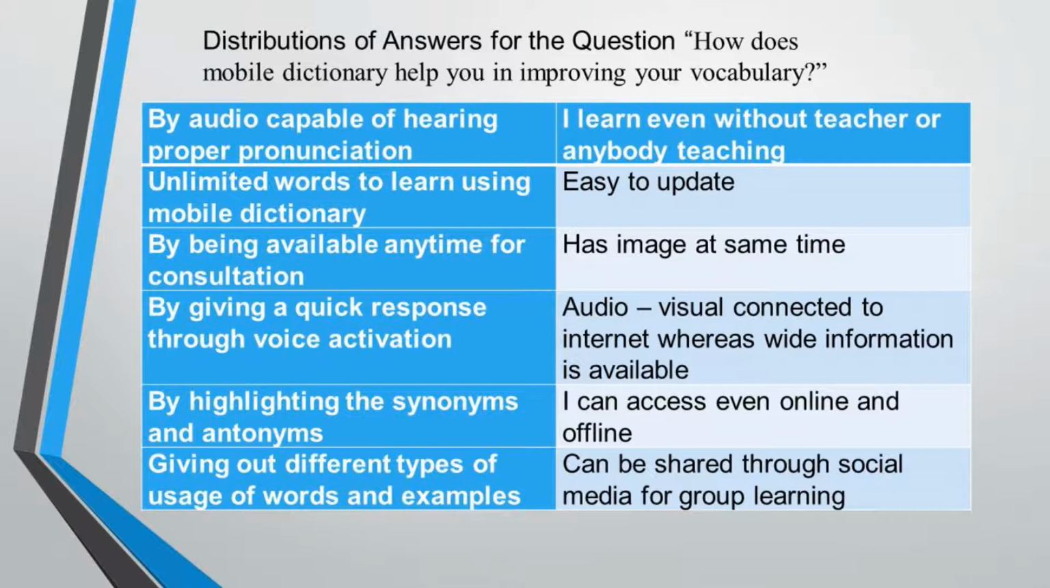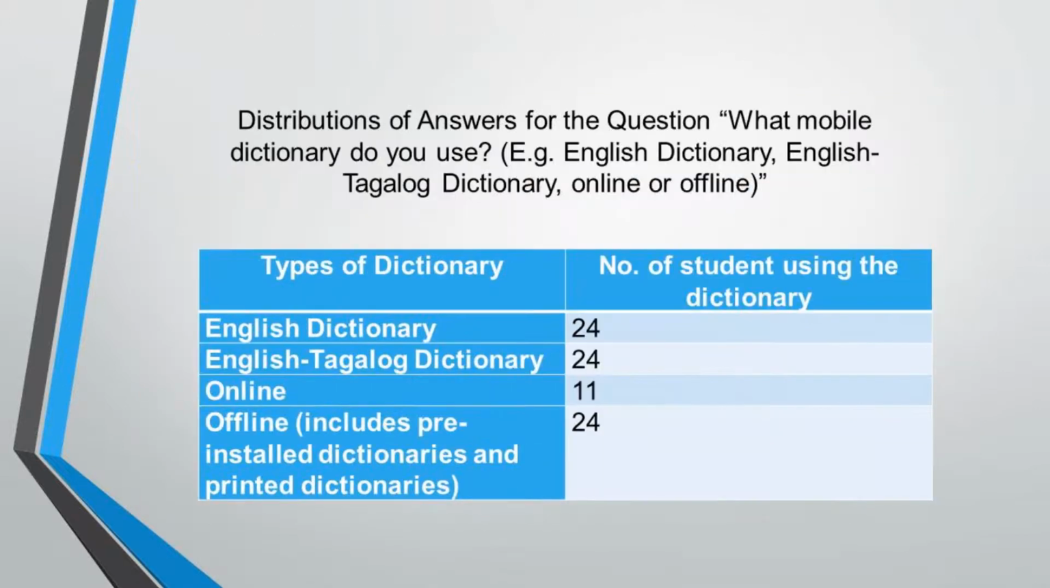So we get all the data by reading out and using the concision technique to avoid redundancy of answers received from the participants. So the table shows how diverse the learning styles of the students are in the 21st century with the integration of technology. So in table number 4, distribution of answers for the question, what mobile dictionary do you use? Example, English dictionary, English-Tagalog dictionary, online or offline.